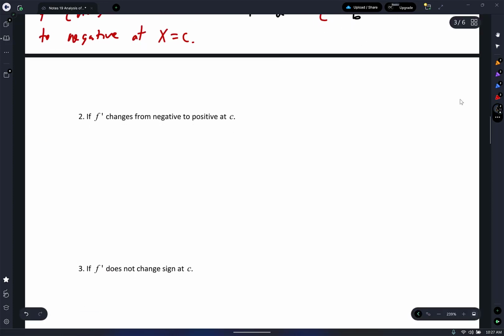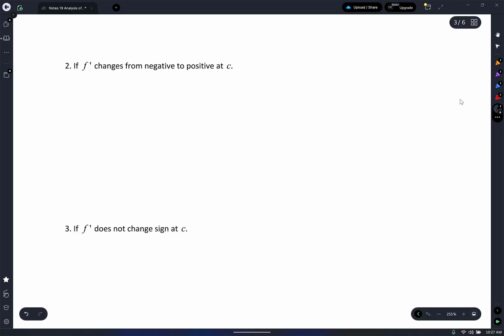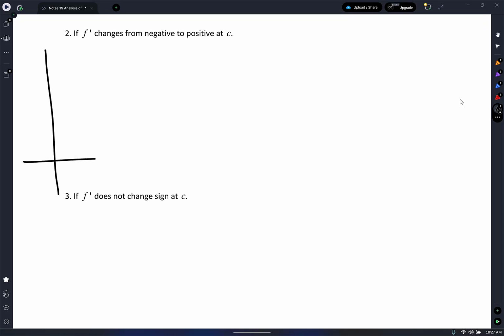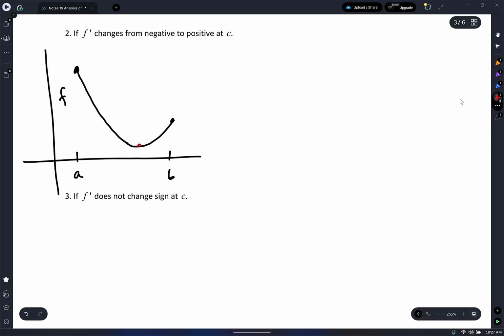Number 2. F prime changes from negative to positive at X equals C. All right, let's draw something that does that. Here's my grid, and we're going to do first where the derivative is 0. Here's point A, here's point B. Make enough room for two of them. So here's my first F. It says negative to positive, so I'm going to make it up here and down here. There it is. And I'm going to call this point C.